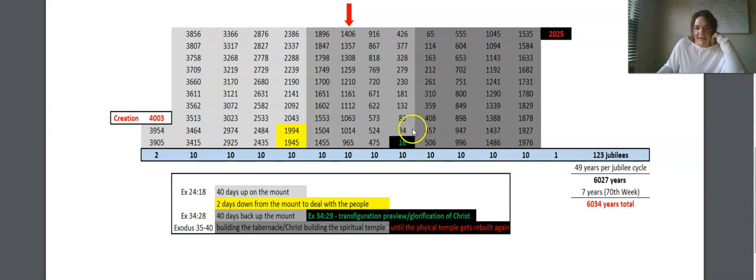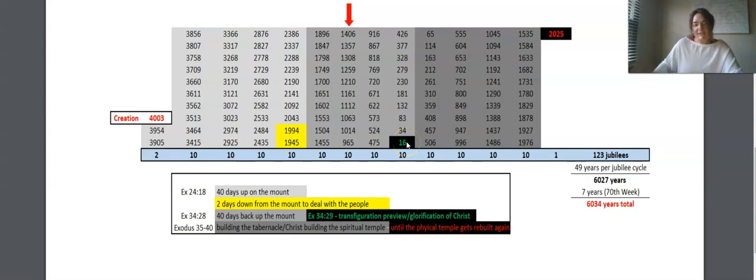And that's what this highlight here is. And this is a preview of the Transfiguration. Remember that when Jesus was in the Transfiguration, Moses and Elijah appeared with him. Moses came down from having been in the glory of God, and his face shone so much that he had to keep it covered with a veil. The people could not look upon him.